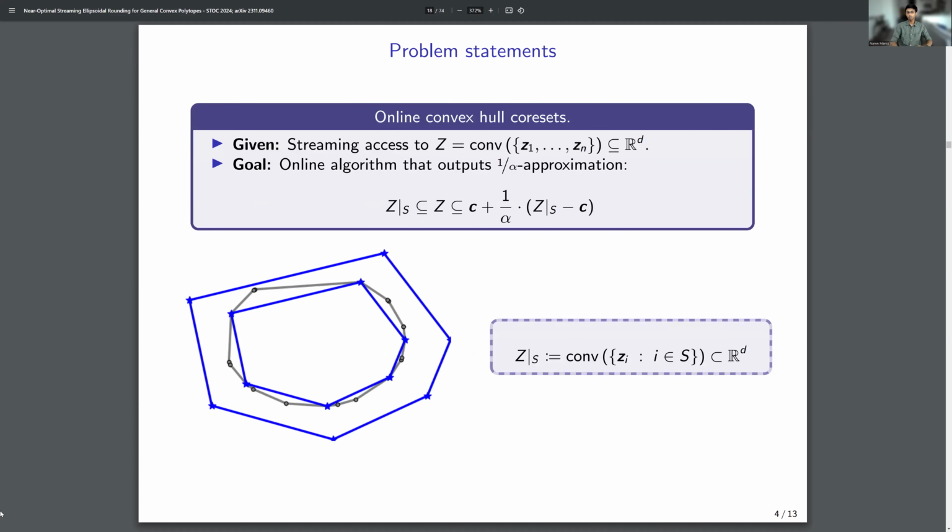And similarly, we can look at this online convex hull core set problem, where again, we're given streaming access to Z, and the goal is to output some subset S and some centers C, such that the following approximation guarantee holds.